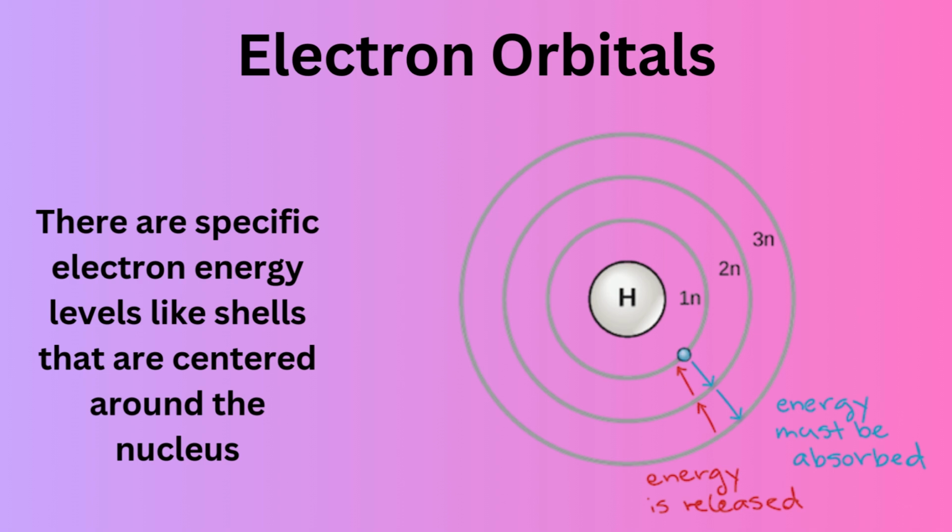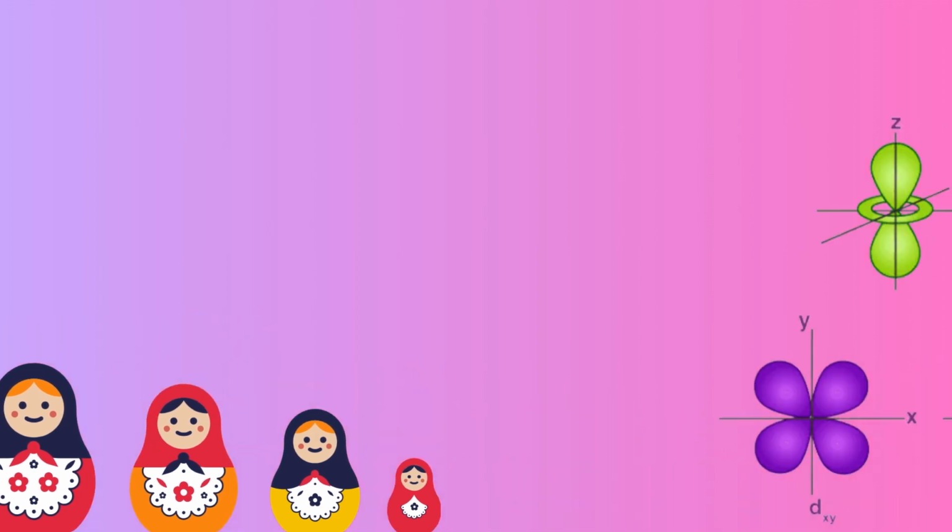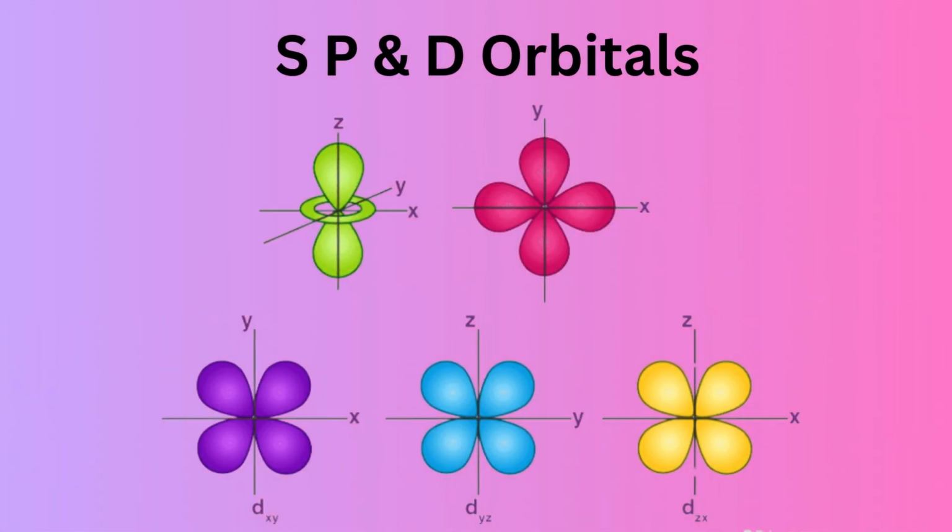So think of it like shells surrounding the nucleus, and within those shells you have subshells, and then in those subshells you have the actual orbitals. Kind of like those Russian nesting dolls. And then there are different types of orbitals, like s, p, and d orbitals, each with their own shape. What do those look like?